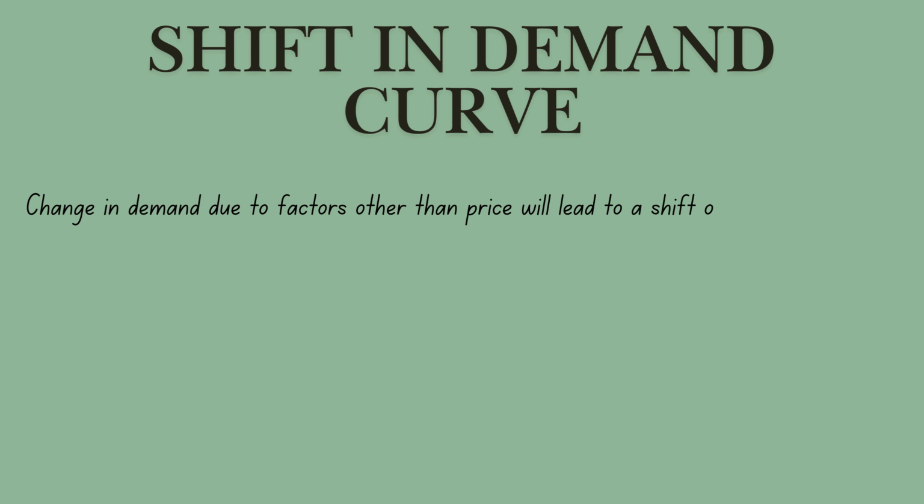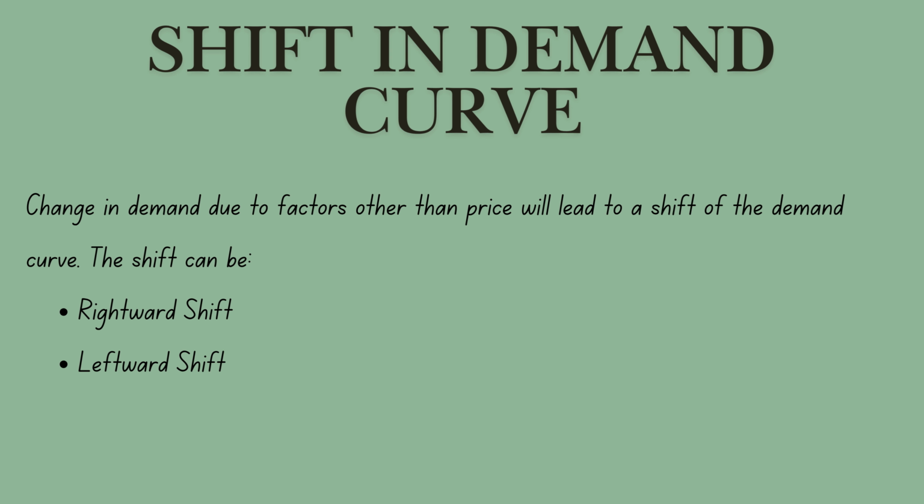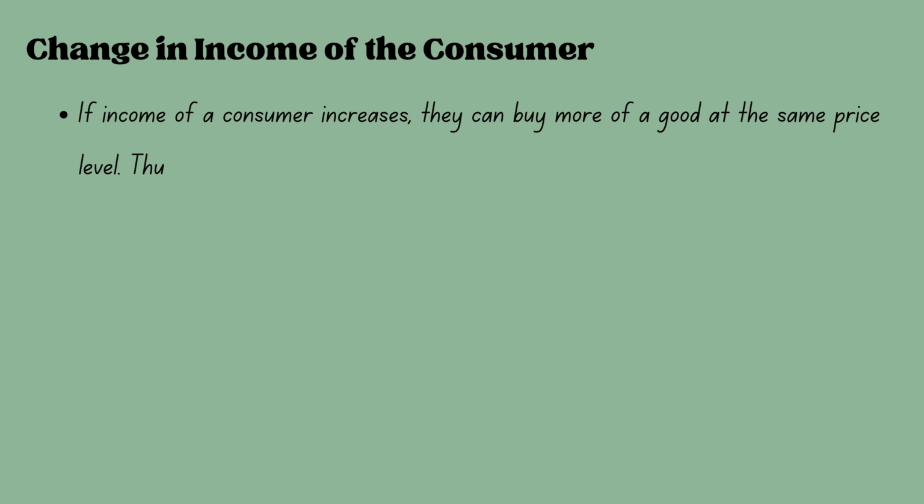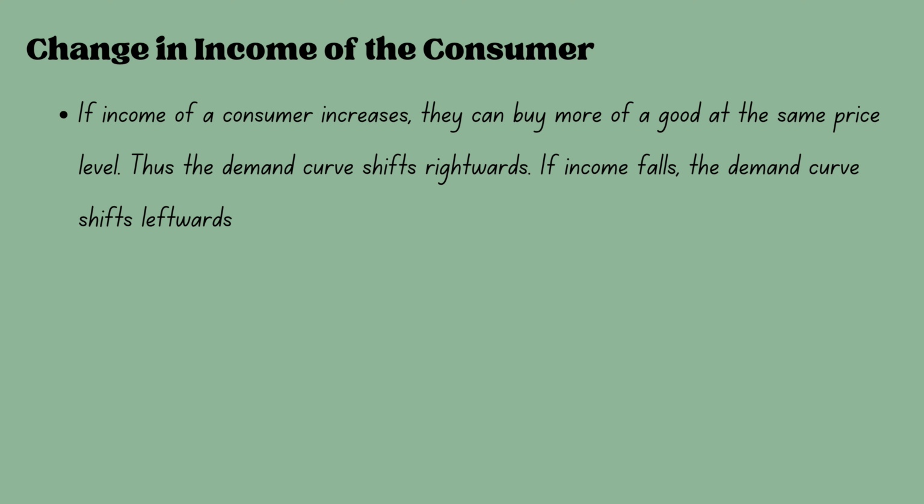Change in demand due to changes in factors other than price will lead to a shift of the demand curve. This shift can be a rightward shift, indicating that demand for good has increased, or a leftward shift, indicating that demand for good has decreased. The first factor that will result in a shift in demand is a change in the income of the consumer. If the income increases, a consumer can buy more of a good at the same price level. Thus, demand curve shifts rightwards.